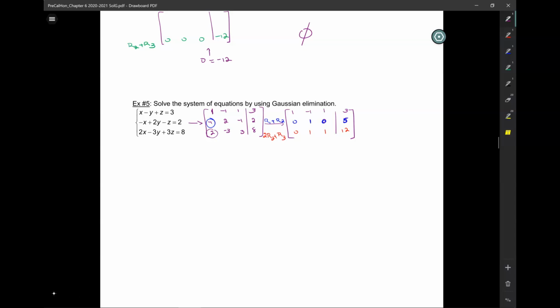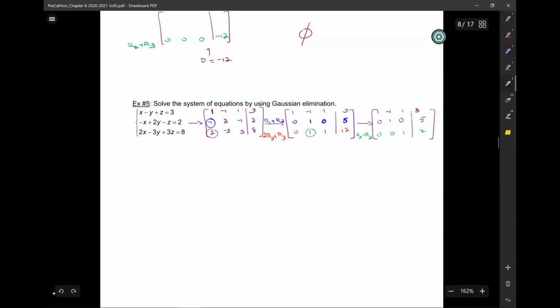And let's see. Next up, I want to change this. To do that, I'm just going to do row 3 minus row 2. So that's 0, 0, 1, 12 minus 5 is 7. I could have done row 2 minus row 3, but I realized doing it this way will give me positives, so I just did it that way. So here these stay the same.